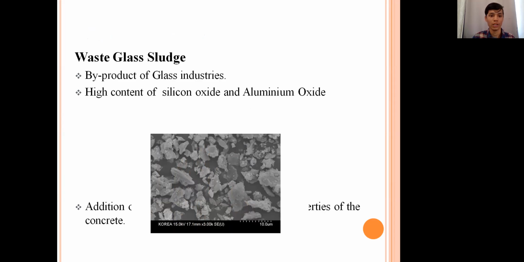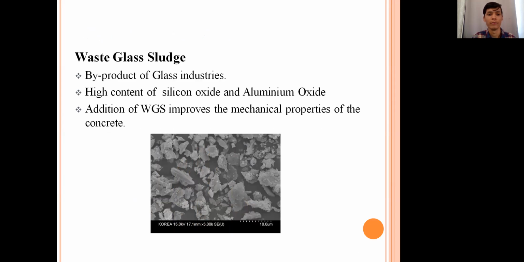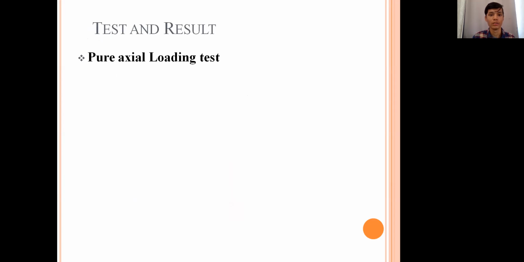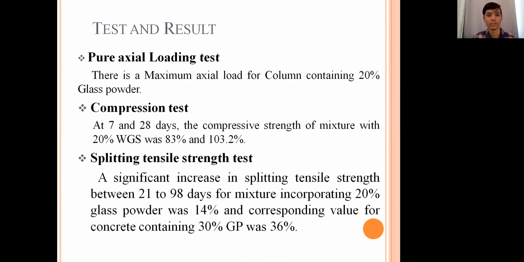Waste glass sludge is mainly a byproduct of the glass industries. It also has a high content of silicon oxide and aluminum oxide. The addition of waste glass sludge improves the mechanical properties of the concrete, which is very useful in the construction industry.